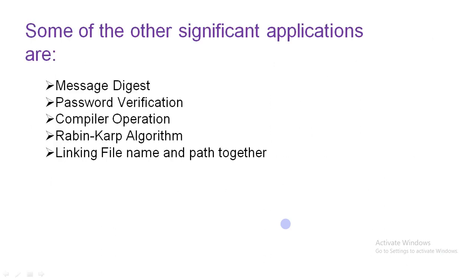Some of the recent significant applications of hashing have been the message digest, password verification, compiler operation, the Rabin-Karp algorithm where strings are searched, and linking file name and the path together. Of course, more detailed explanations of all these applications can be found on the net. It can be googled, and I suggest my respected viewers go through this if they are interested. Anyway, the elaboration of all these applications doesn't come in the purview of this particular tutorial, and this tutorial is meant for understanding the very basics of closed hashing.